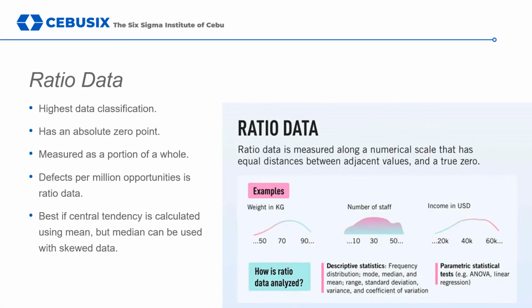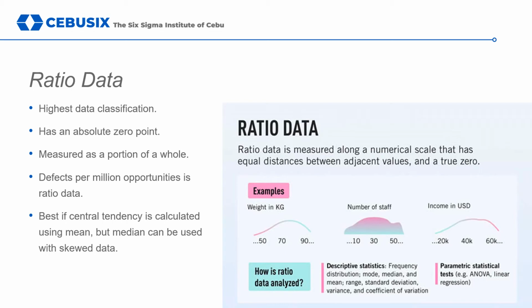Ratio data is considered to be the highest of the data classifications. Ratio data has an absolute 0 point, can be both discrete or continuous in nature, and provides the highest capabilities for statistical analysis in most cases. Some samples of information that can be recorded using ratio data include force, defects per million opportunities, voltage, height, units per hour, and volume.